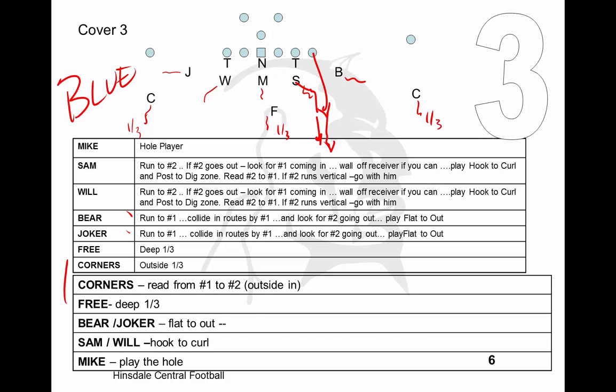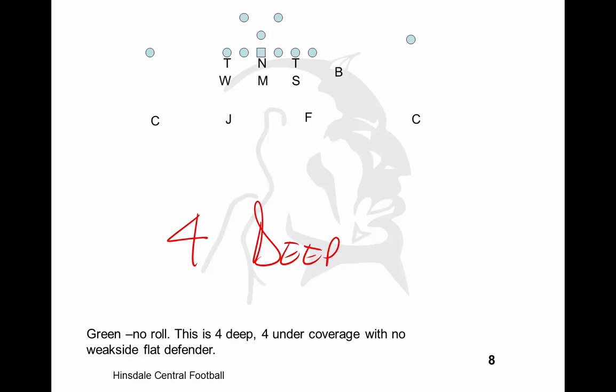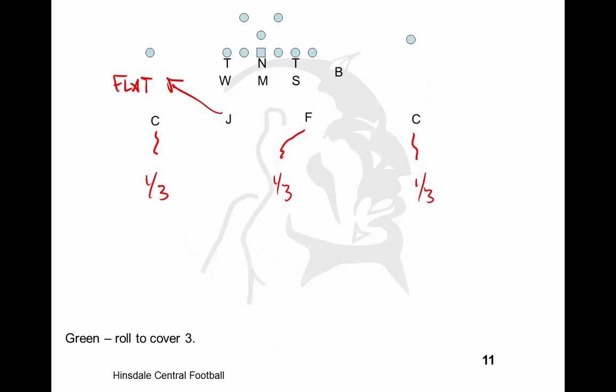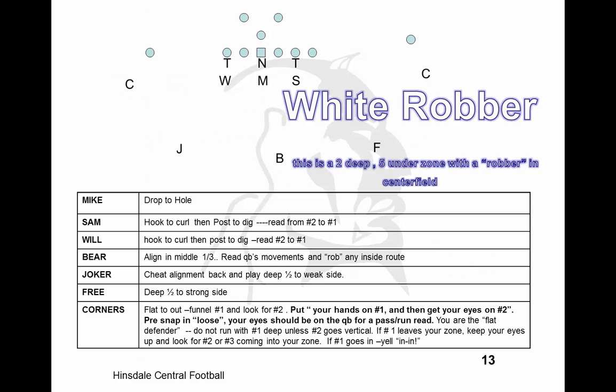This is blue defense. And then finally, the last one I want to talk about is our other coverage that we talked about this week, which is white robber. So here's what we do. White robber means we're again playing 2 deep halves. Joker has deep half, free has deep half. The corner puts his hands on 1 and makes 1 go in, and he gets his eyes on 2. So our hands are on 1 and their eyes go to number 2.